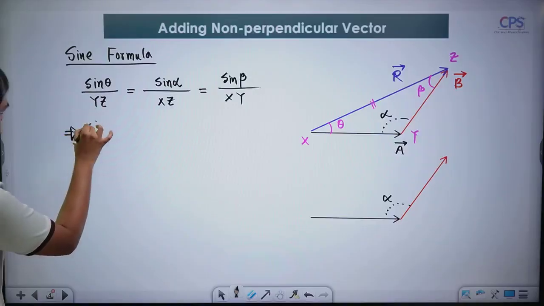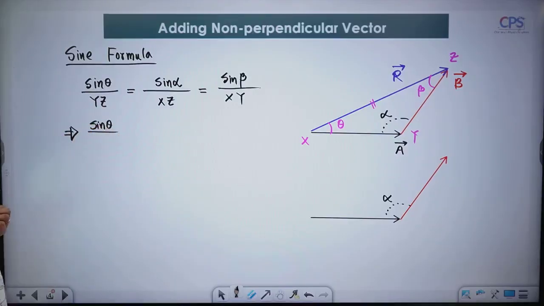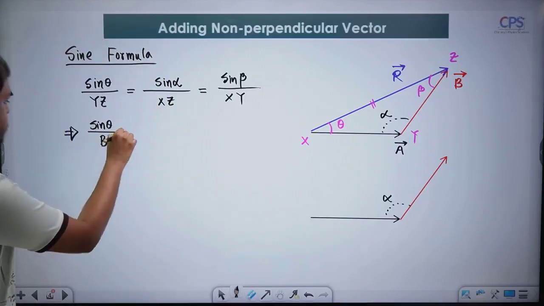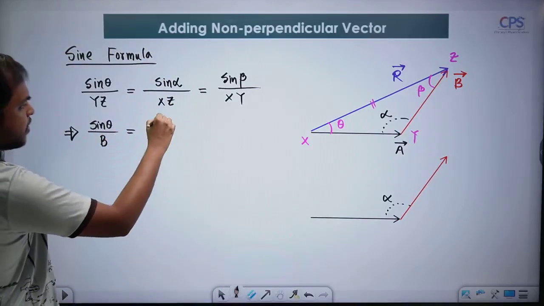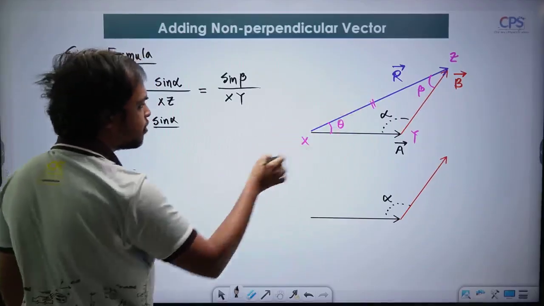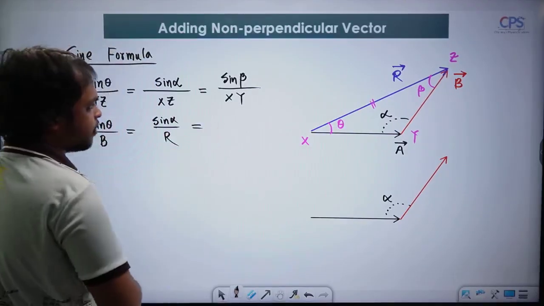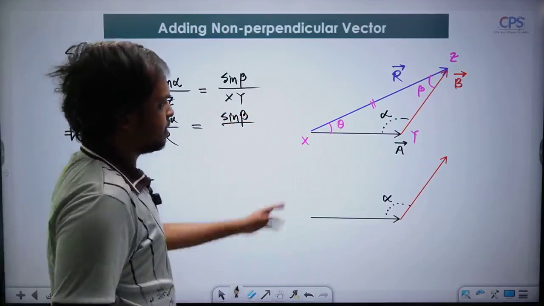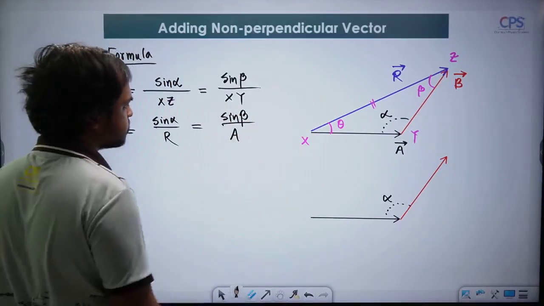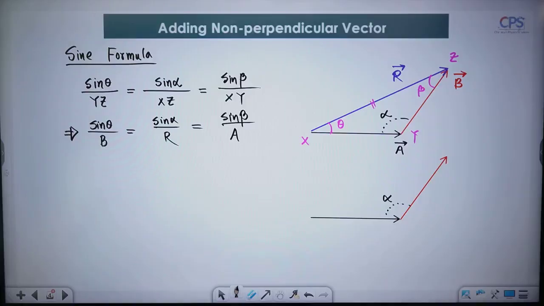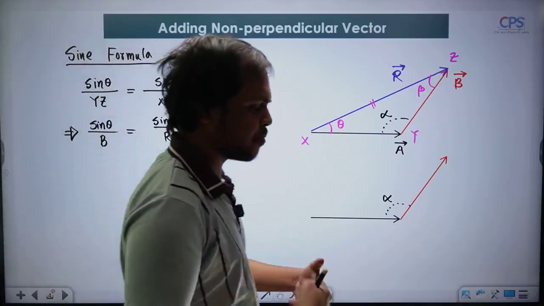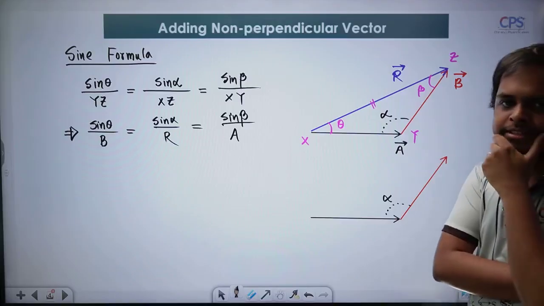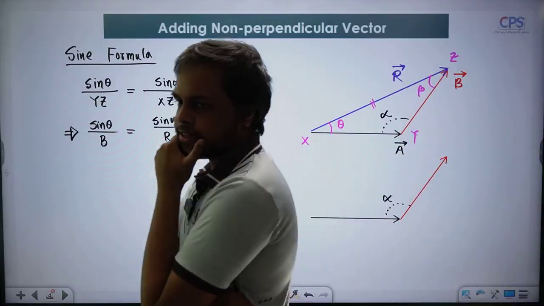Then we can get the vectors here. Yz means the value of the b vector. Sine alpha divided by xz means the value of the r vector, or the resultant. Sine beta divided by the value of xy means the a vector. So these are the formulas, two easy formulas that you have already learned in mathematics. We need to apply this to get the answer, okay?